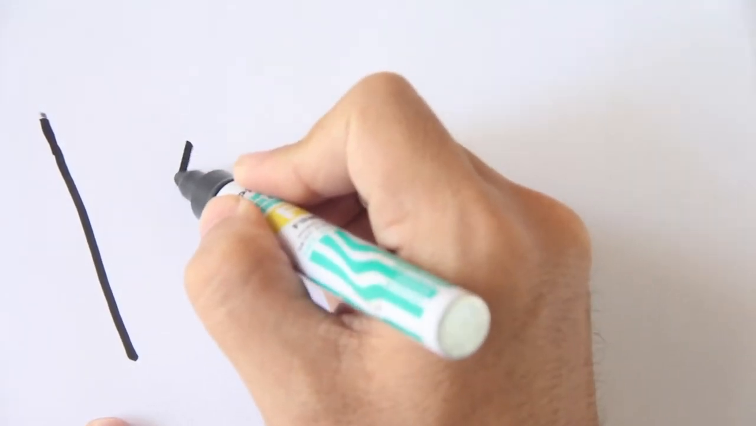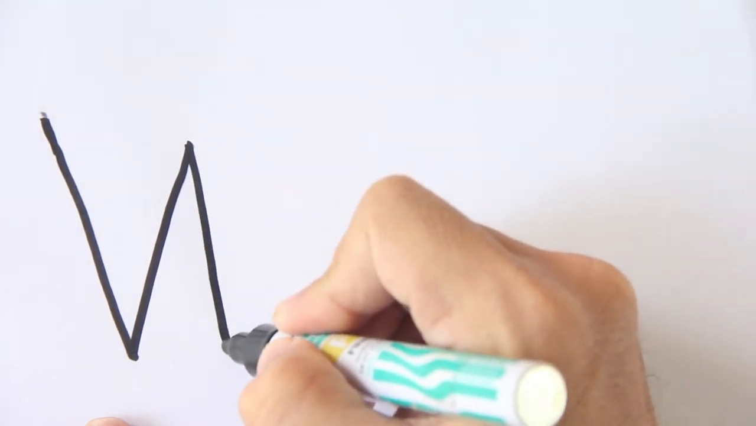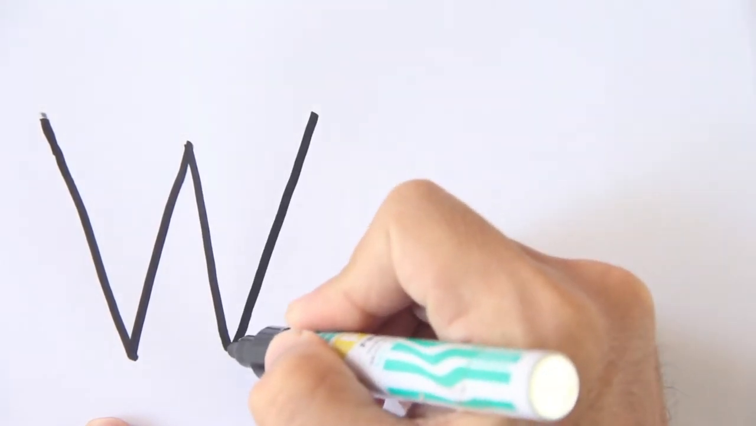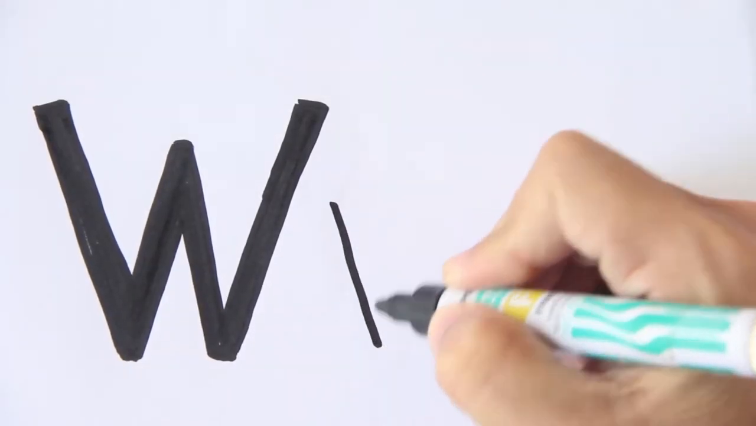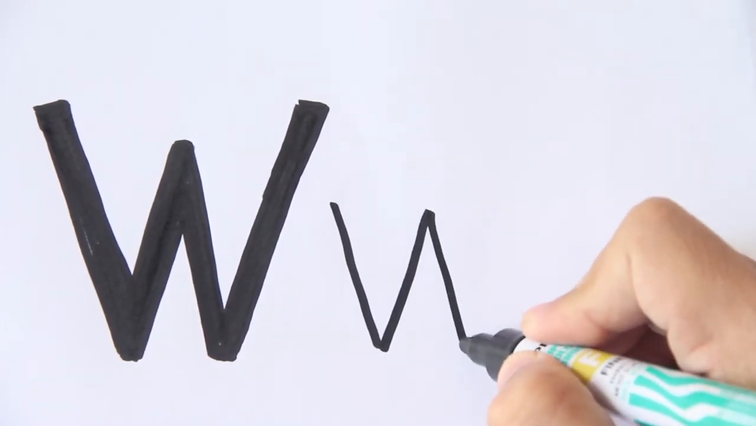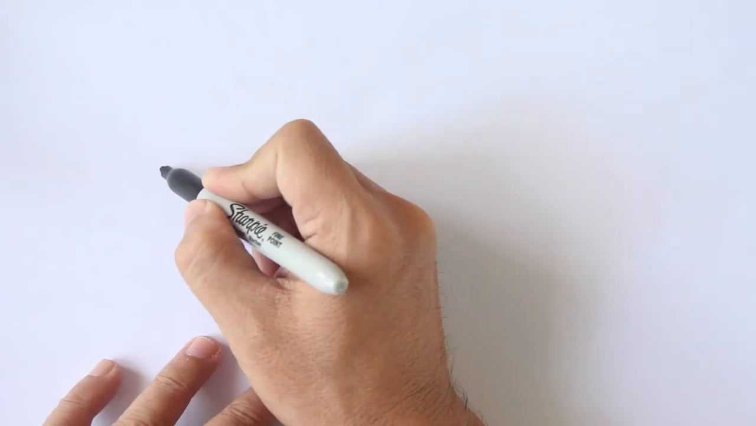This is capital letter W. And this is small letter W. W is for whale. Let's draw a whale.